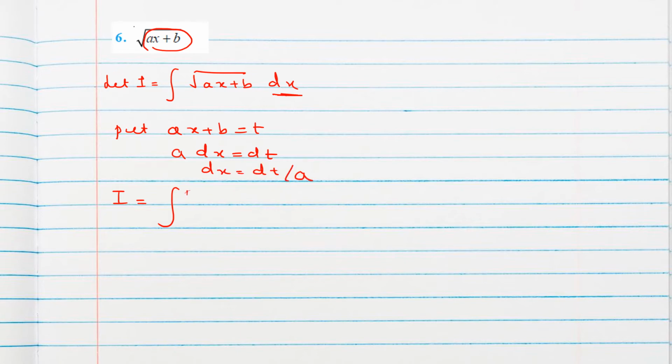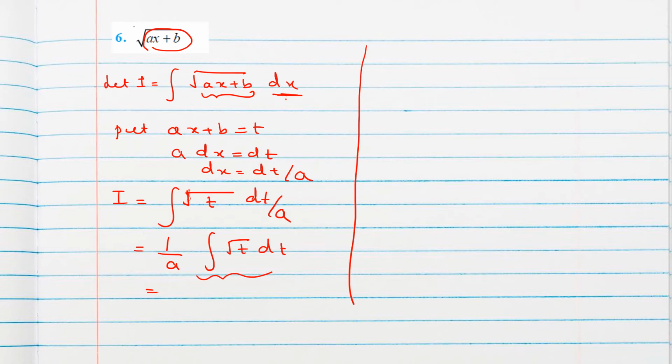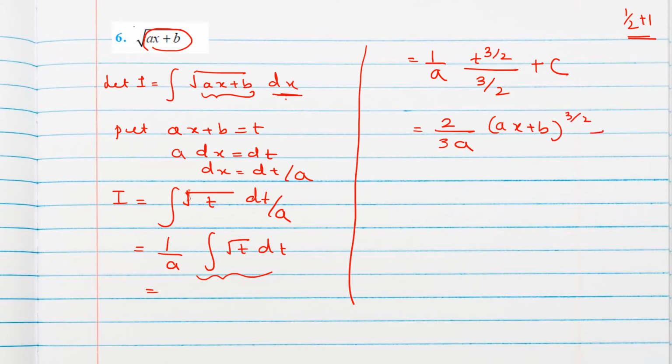Now we can write root of this expression as t, and for the dx we can write dt by a. So 1 by a outside, root t dt. For this integral we can apply the power rule, since root means power half. Power half means add 1 in power, that will give 3 by 2. So t power 3 by 2 divided by the same power plus c. So this we can write as 2 by 3a. Now this t value we will substitute again, which is ax plus b power 3 by 2 plus c.